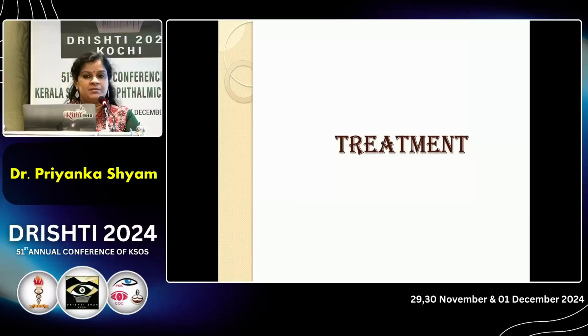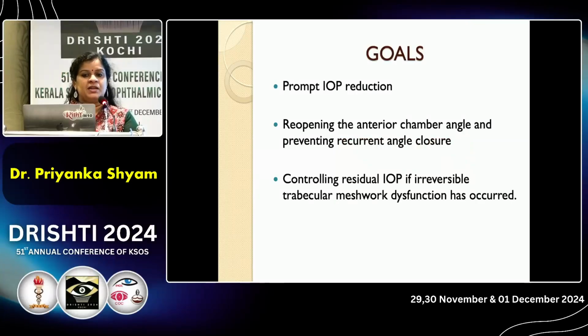Coming to the treatment part, the goal of treatment is mainly to reduce the IOP, to reopen the anterior chamber angle and prevent recurrent angle closure, and also for controlling residual IOP if irreversible trabecular meshwork dysfunction has occurred.